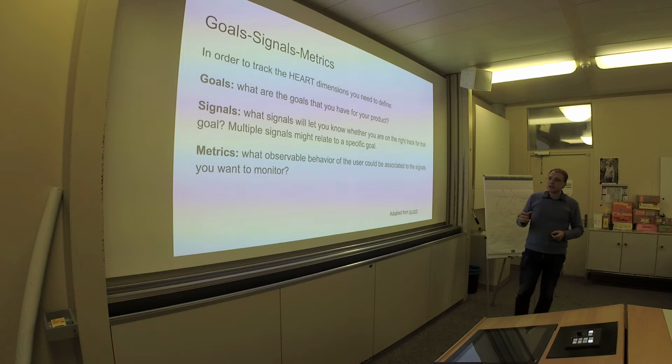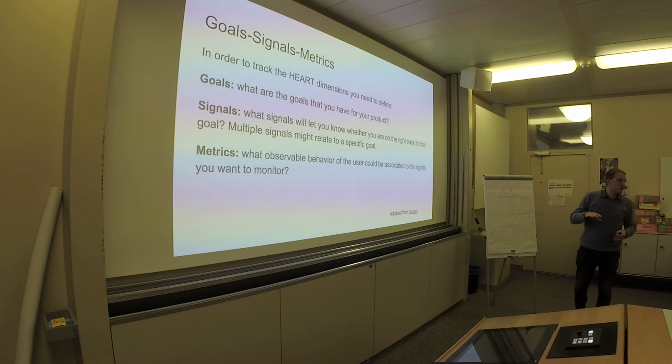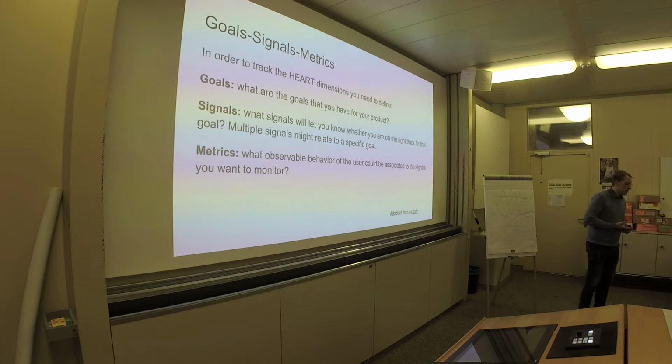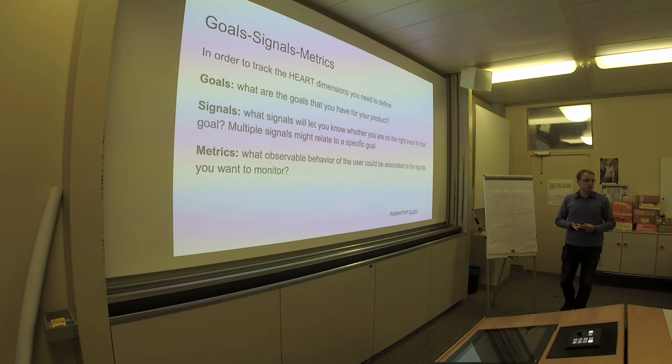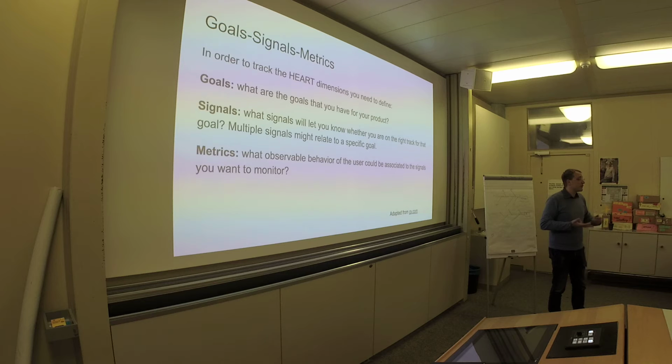Then there are three levels at which you monitor those 5 user-centric dimensions of the HEART framework. The first level is the goals. What are the goals that you have for your product? Do you want the product to grow the user base, or to increase user satisfaction, how pleased your customers are with the product? Or do you have a different goal?